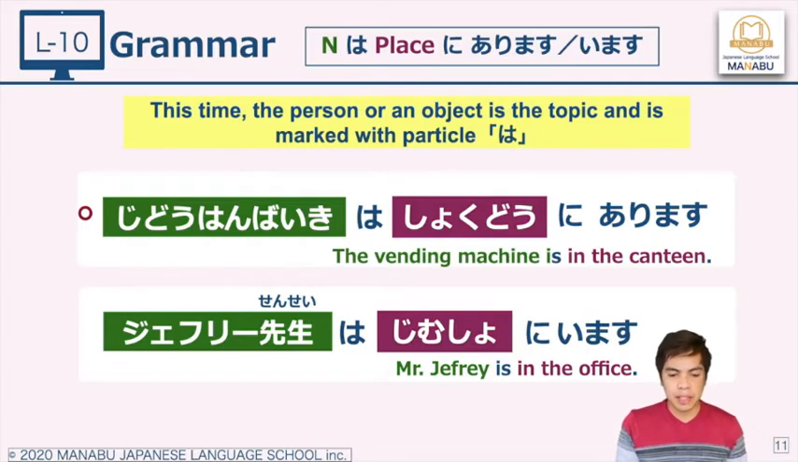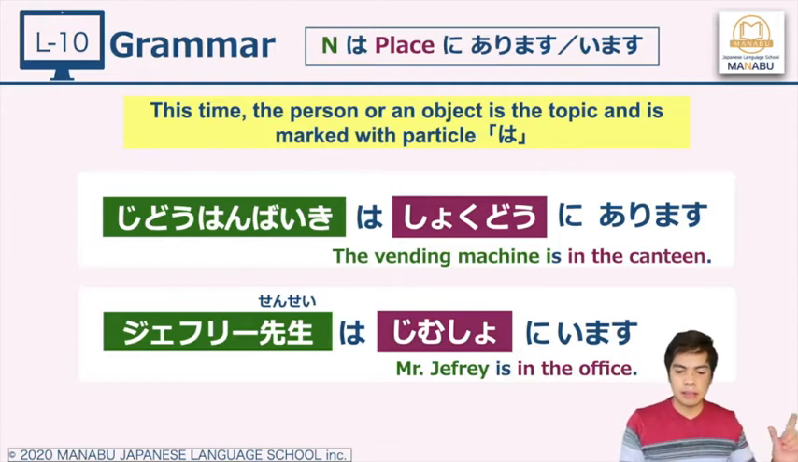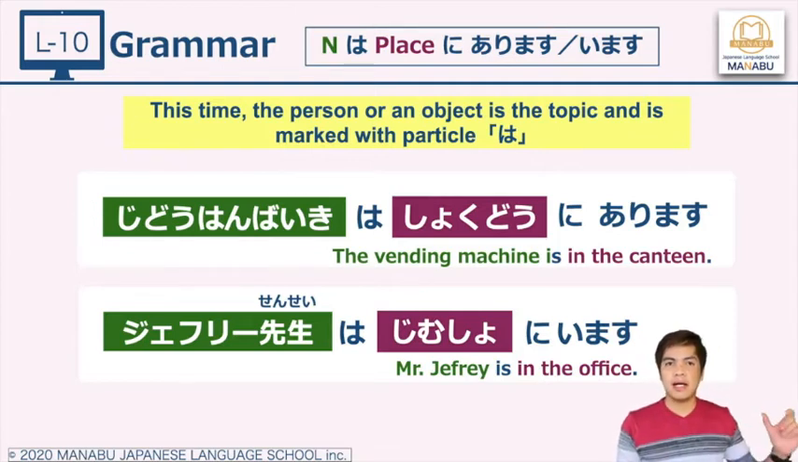So our subject here is Jido hanbaiki, which means vending machine. Then the particle wa to make it our subject. Then the place of existence, ni arimasu. Shokudo ni arimasu. It's in the canteen or it's in the dining room. Jido hanbaiki wa shokudo ni arimasu. The vending machine is in the canteen.